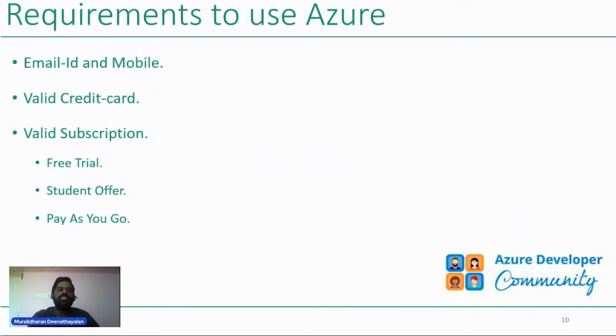So if I want to use Azure, what are the requirements that I need? One is a valid email ID as well as a mobile number for verification, and you need a credit card and a valid subscription. When we look at subscriptions, there are three different types available. One is the free trial, which is free for 1 month with a limit of 200 US dollars. The student offer is very similar to the free trial, but you don't need a credit card. The only thing is you need to validate your college email ID. Otherwise you can use pay as you go, which means whatever you use, you pay for it.